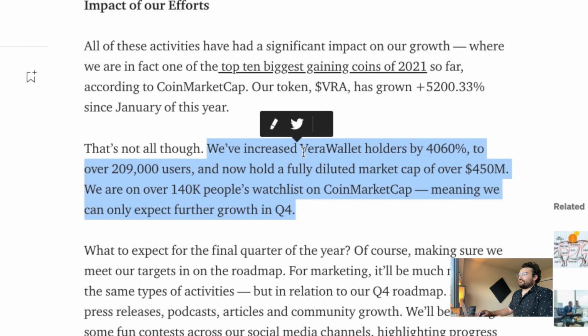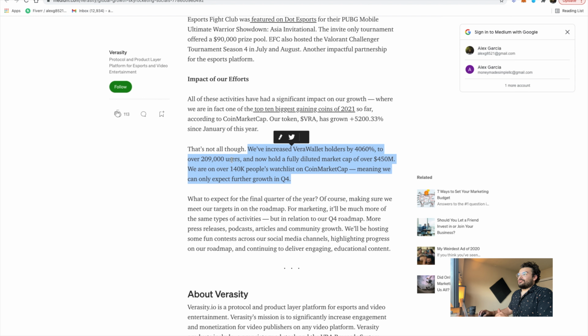Vera wallet holders grew by 4,060% over 1 quarter. So it's 3 months. And now they have over 200,000 total users in the wallet and a fully diluted market cap of over $450 million. So they're gaining traction, and a lot of what they're doing on the marketing side, hiring a new CMO in Q3, and doing a lot of the groundswell on social media has really led to a lot of organic growth for VRA.